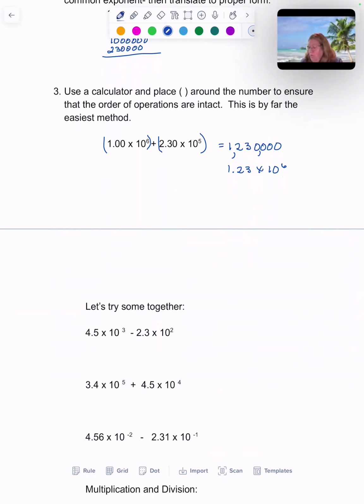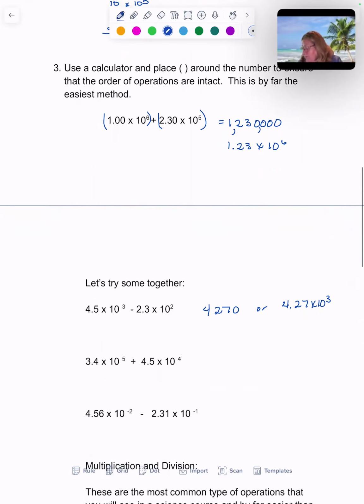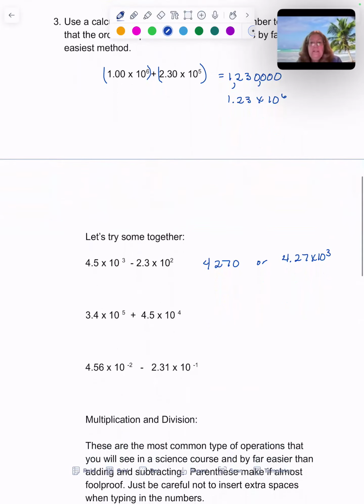So let's try some together. Here we're going to have 4.5 times 10 to the third, and hopefully you're doing this with your calculator because we've got to do these together, minus 2.3 times 10 to the second. That one's going to give me 4,270. Or if I was using my calculator in the mode scientific notation, I would have 4.27 times 10 to the third power. Please be checking this with your calculator. The only way to do these is understanding and knowing your individual calculator.